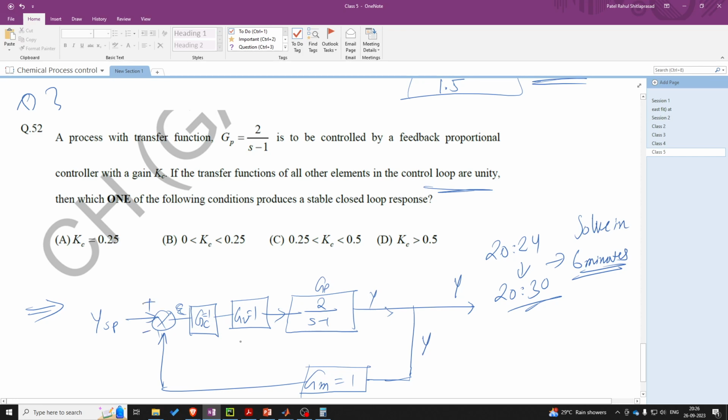So you need to write the transfer function model for this block diagram representation, and then use the rules of stability. What we studied was we have to find the roots of the characteristic equation, and this will give us the poles of the system. If the poles of the system lie on the left half of the plane, that implies the system is stable. Using this you can find the solution. So I will just try solving it in 3 minutes. This is a very simple question. You can try doing it in 3 minutes.